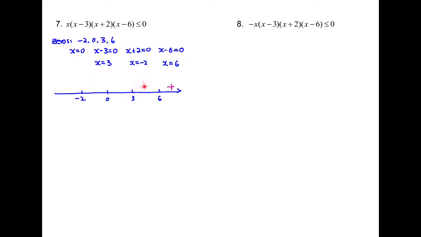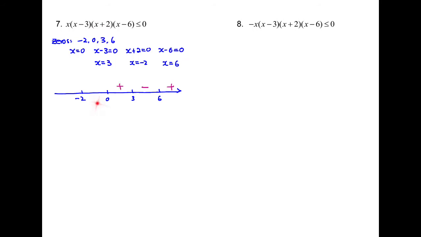For the next interval, between 3 and 6, let x be 5. Substituting into the function, we get positive times positive times positive times negative. So the outcome will be negative. For the next interval, we let x equal 1, which is between 0 and 3. Substituting into the function, we get positive times negative times positive times negative. So we're going to have positive.